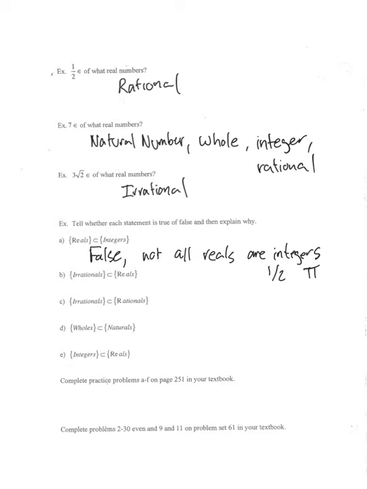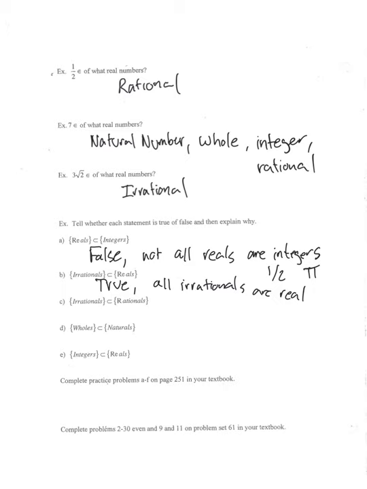Let's look at the next one. Irrationals are a subset of reals. Well, is it true that all irrational numbers fall into the real number category? Yes, it is. It's true, because if you look back at our little diagram, we'll find that, in fact, if you're an irrational number, then you are definitely a real number. So I could say all irrationals are real.